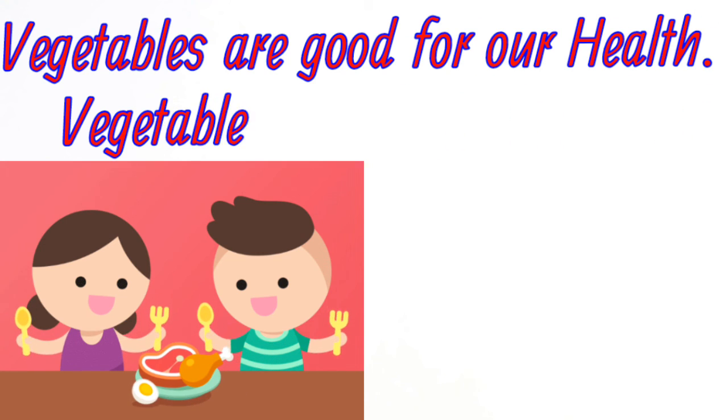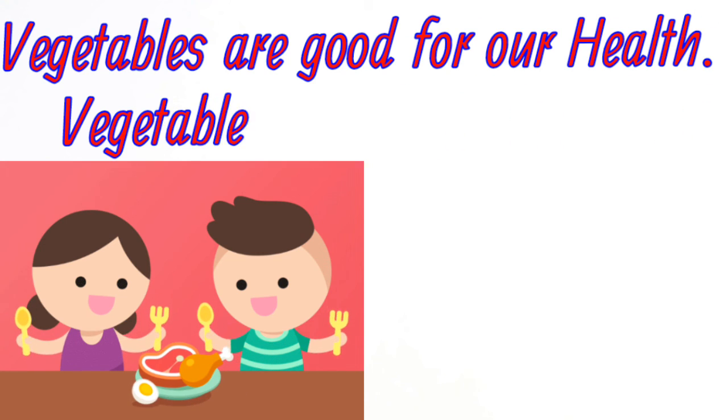Now, first vegetable is carrot. Carrot. Say with me, carrot. Next, pea. What is this vegetable? Pea. Next, tomato. Tomato. What is this vegetable?